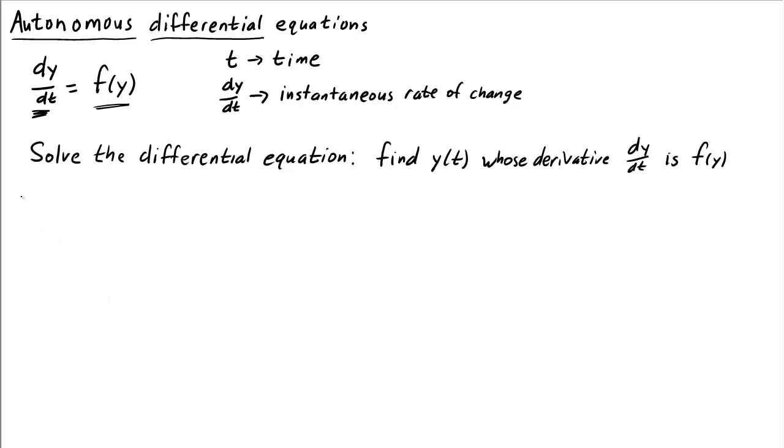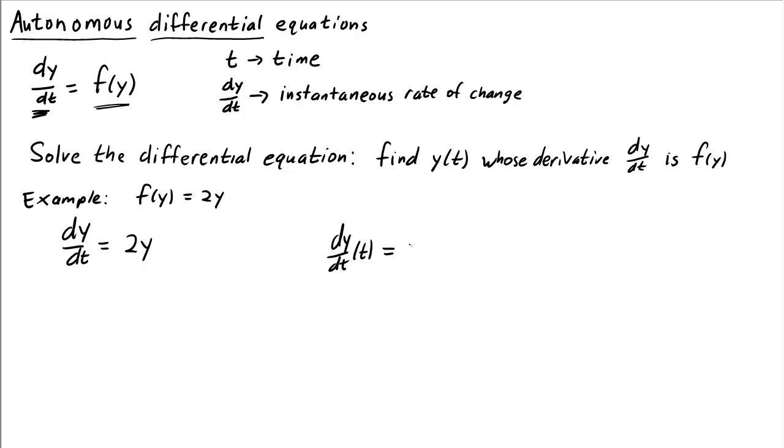Let's look at a simple example. Let's make f of y be a simple linear function, 2y. So the autonomous differential equation is dy dt equals 2y. We could also write the differential equation as the derivative dy dt of t equals 2 times y of t, showing the explicit dependence of y and its derivative on t. This is the same thing, but usually we won't write out the explicit dependence on t and just say dy dt equals 2y as it's shorter.